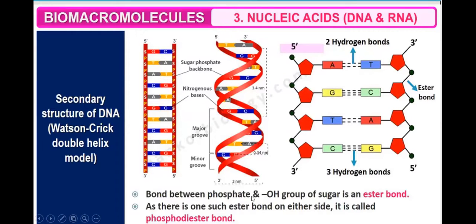The bond between phosphate and the hydroxyl group of sugar is an ester bond. As there is one such ester bond on either side, it is called a phosphodiester bond. So here there will be OH, and here phosphate. The formation of a bond between phosphate and hydroxyl group is an ester bond. One ester bond here, another here. So this bond is called a phosphodiester bond.